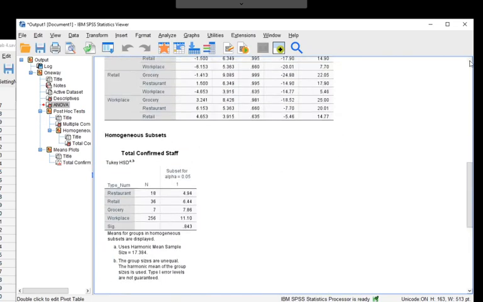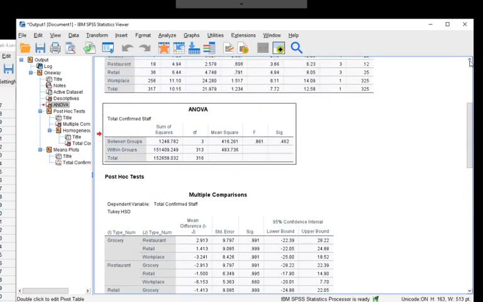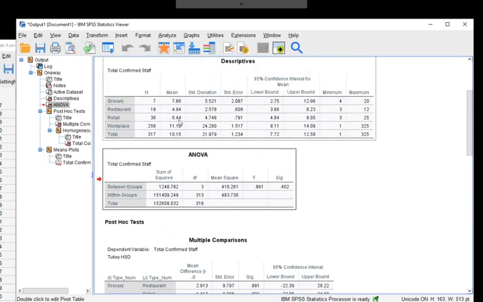I'm trying to scroll with my mouse, but I think I have to click. So it seems like, this in the workplace, there's a lot more, 11.10. But if you see the variation or the standard deviation, you can tell that it's very widespread. So that's why it didn't come out as significant.